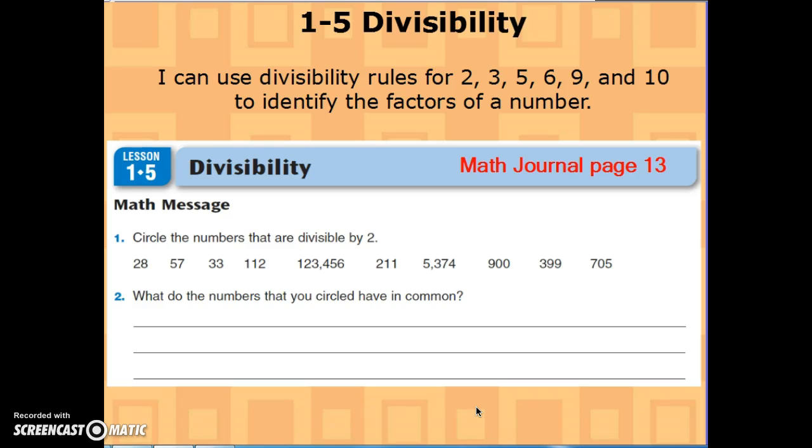The math message asks you to circle the numbers that are divisible by 2. In order to do this, you could do it a couple different ways. You could write out a division problem, so you could do 28 divided by 2 and work that out to see if it comes out to be a whole number. Or you might know that all even numbers are divisible by 2, and so you can quickly and easily figure that out. You could also use your calculator if you wanted to divide them out. So if you were doing, for instance, 123,456 divided by 2, you can try it with your calculator to see what you get.